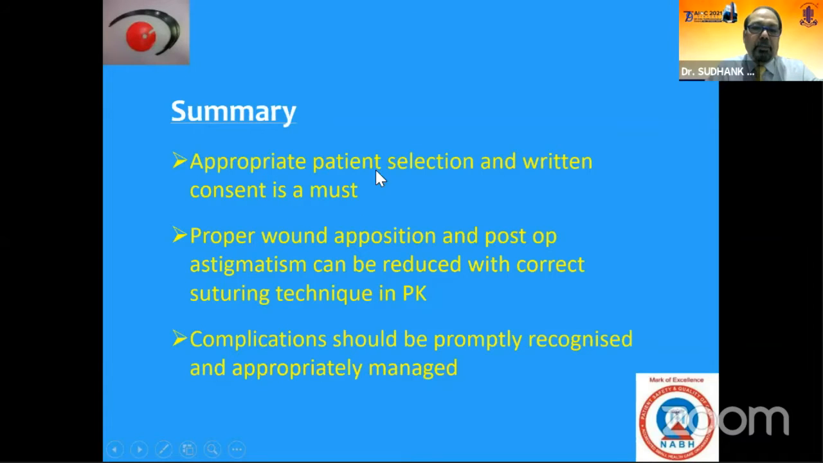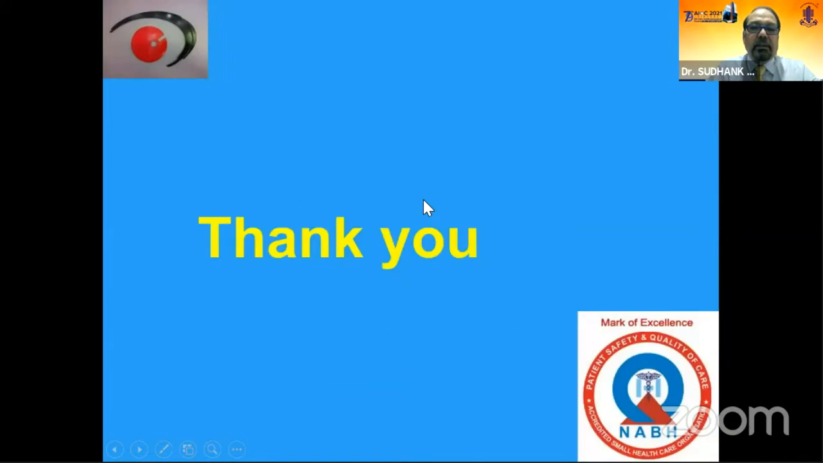Okay. Appropriate patient selection and written consent is a must, and with proper wound apposition post-op astigmatism can be reduced, and complications should be promptly recognized and appropriately managed. Thank you very much.